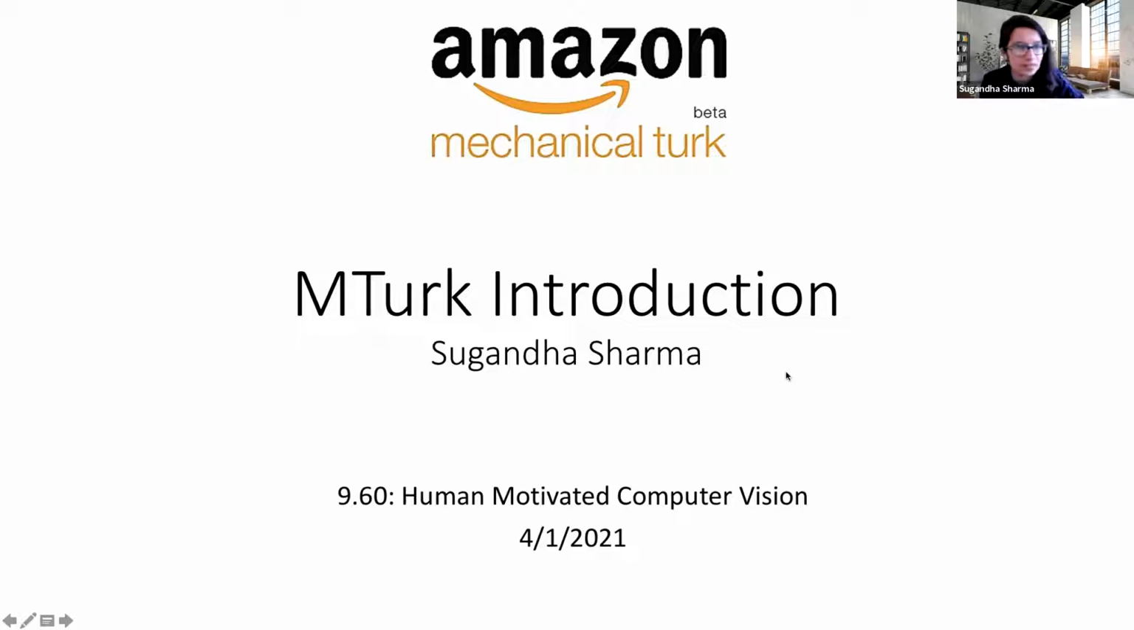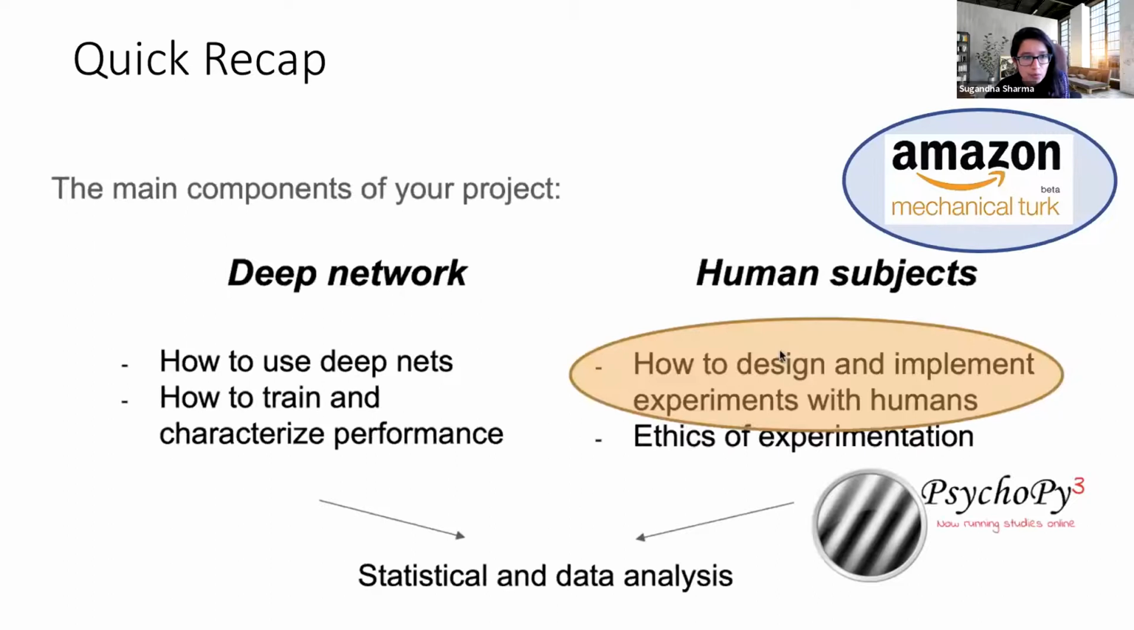Yes. Okay, good. Okay, so as Pawan mentioned, we'll be covering MTurk today. And so just a quick recap. We know that these are the main components of the projects you'll be doing, right? One is you will be building some kind of model, which might be a deep net, and you also would be doing some human behavioral study, and then comparing the performance of the network to what you see in humans. And last time we covered PsychoPy, and today we are going to cover Amazon Mechanical Turk.